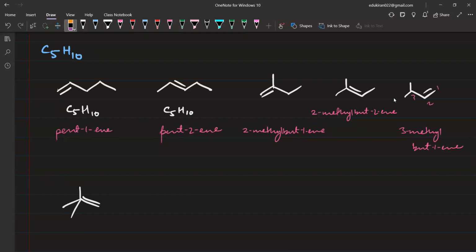So now what will be the name of this structure? For this structure, what can we do? We'll have 1, 2, 3. So this will be 2,2 dimethyl. The parent is prop-1-ene. Okay. So for this C5H10, how many acyclic structural isomers are we having? We are having 6 acyclic isomeric structures. Please write this down. Raise your hand once you are done.